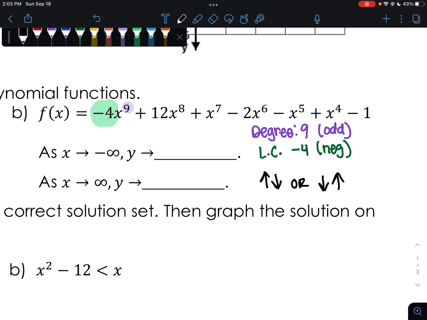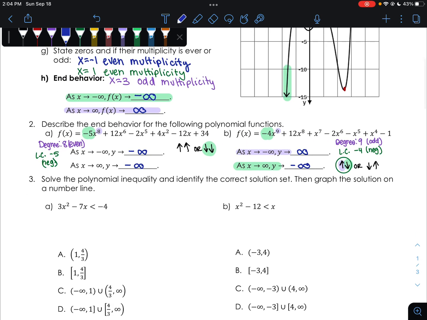Because my leading coefficient is negative, that means the right side has to go down. So that would be this one right here. So my end behavior, as x goes towards negative infinity, that's this side, my y is going up towards positive infinity. As x goes towards positive infinity, my y, this side right here, is going down towards negative infinity. So this is the chart from the leading coefficient test.